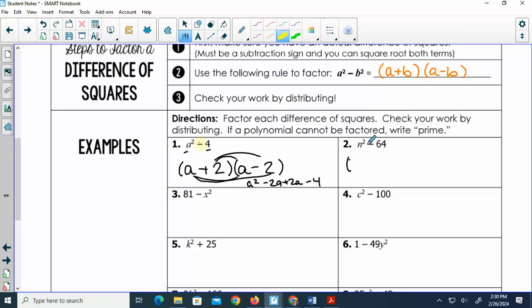We check, it's got the subtraction. Both of those are perfect squares, so what would this factor into? Positive and negative. N squared would break into n. And the square root of 64 is 8. So n plus 8, n minus 8.